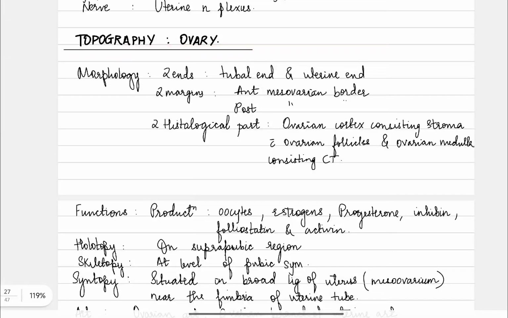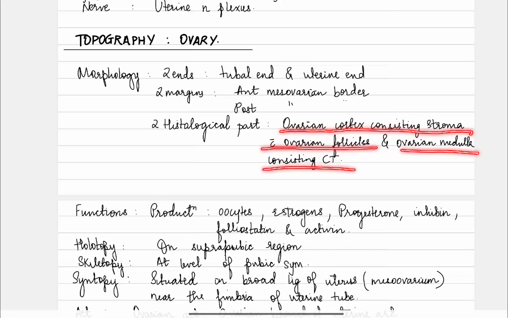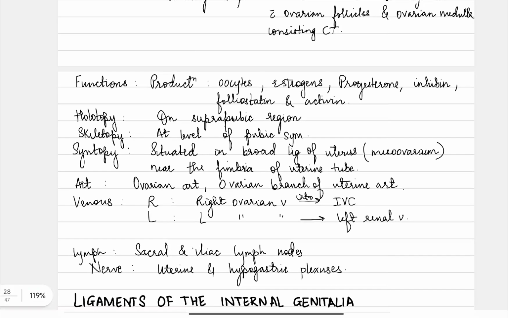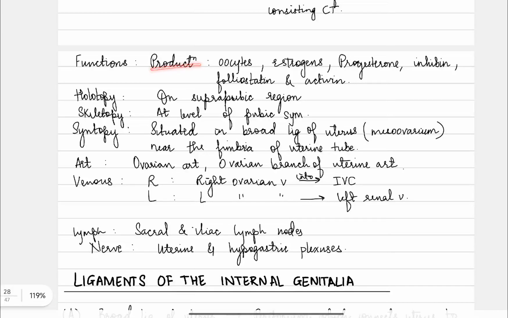Topography of ovary. There are two ends, tubal and uterine end, two margins, anterior free border and posterior mesovarian border, two histological parts. Ovarian cortex consists of stroma with ovarian follicles, and ovarian medulla consists of connective tissue. Function is production of oocytes, estrogen, progesterone, inhibin, follistatin and activin.